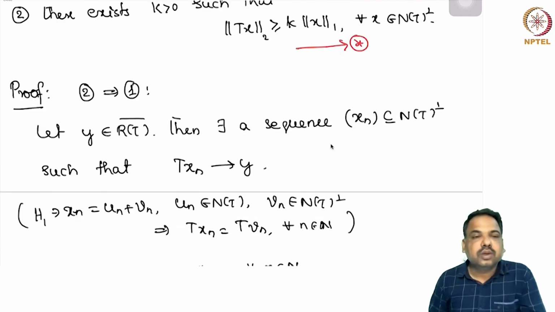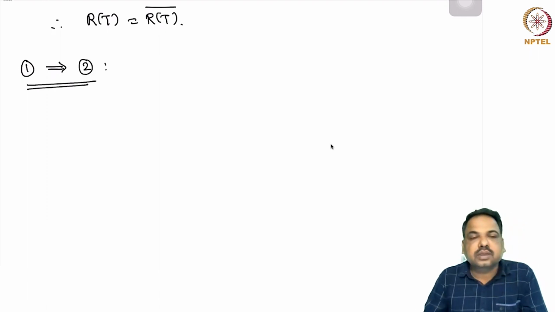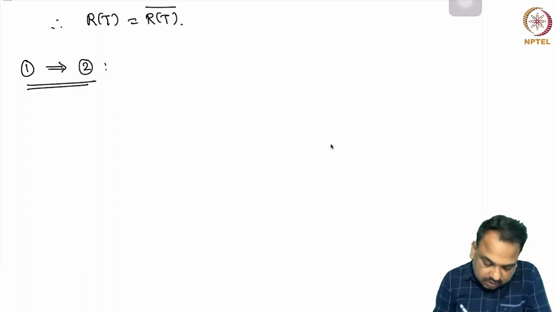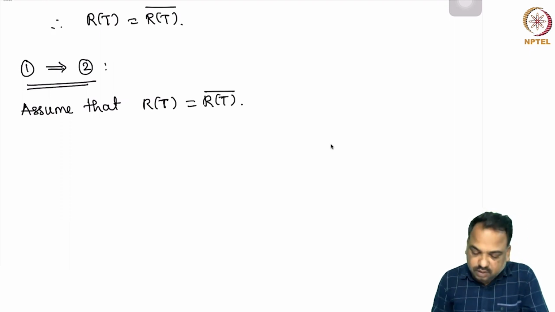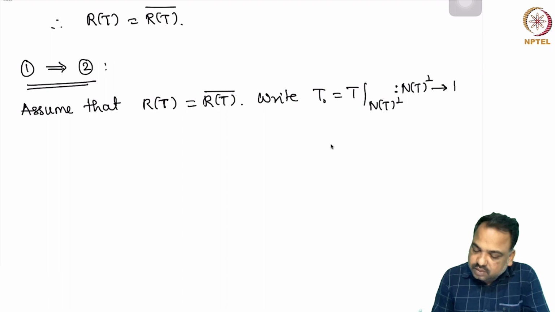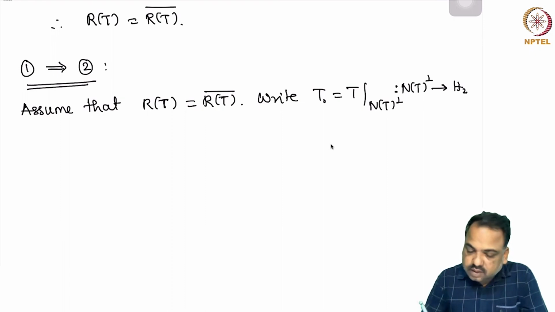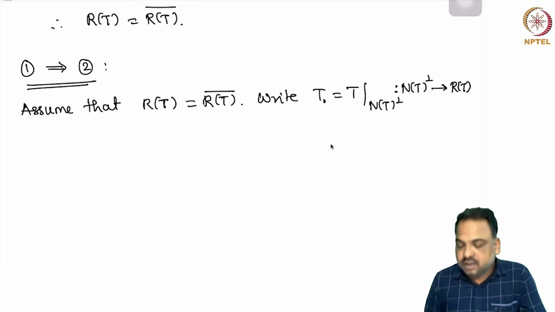Now to show 1 implies 2, we want to show that there exists a constant k satisfying the condition in star. So assume that range of T is closed. Now let us write T naught as T restricted to null space of T perp. This is a map from null space of T perp into H2, but instead of H2 we can take it to be range of T. Now range of T is closed, so that is also a Hilbert space. So null space of T perp and range of T are both complete spaces.